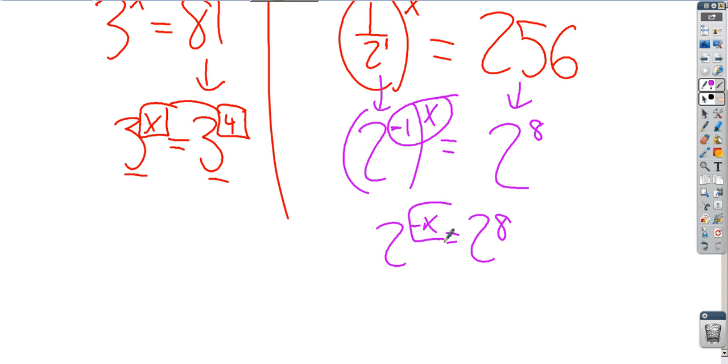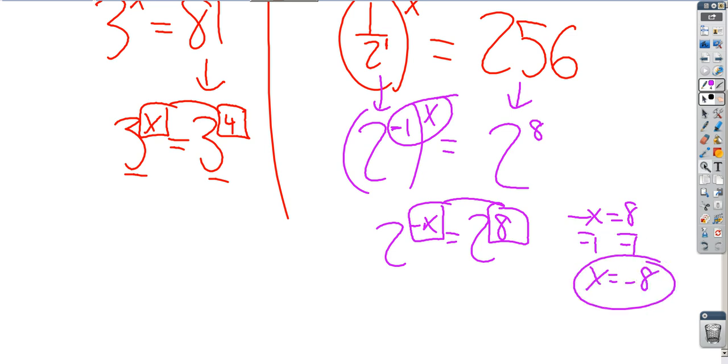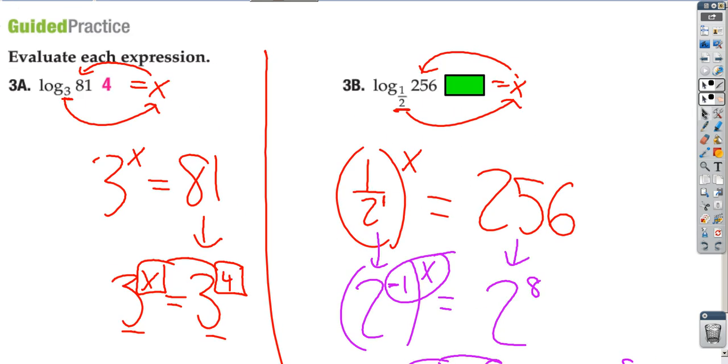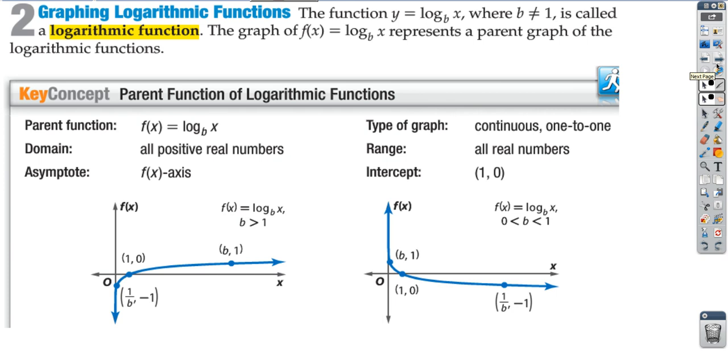That means -x must equal 8. And if we divide both sides by -1, we would get x is equal to -8 as our answer. And let's just check that, and it is -8. Okay, now we want to talk about how to graph these.